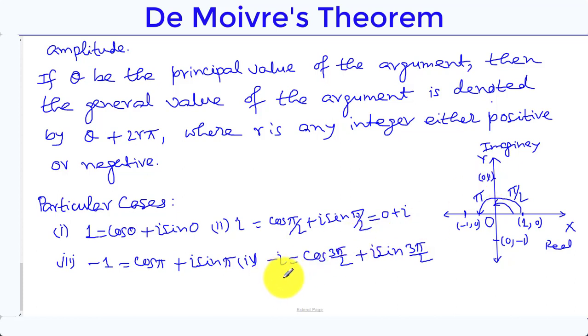Number 4: −i is equal to cos 3π/2 + i sin 3π/2. This point is (−1, 0), and this point is (0, −1), which represents −i is equal to cos 3π/2 + i sin 3π/2. Here this angle is 3π/2, three right angles.